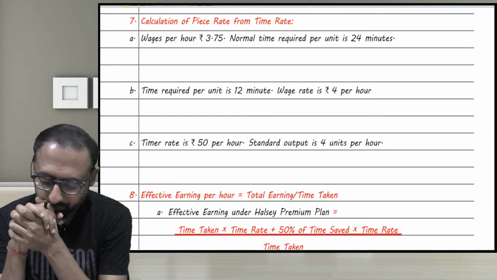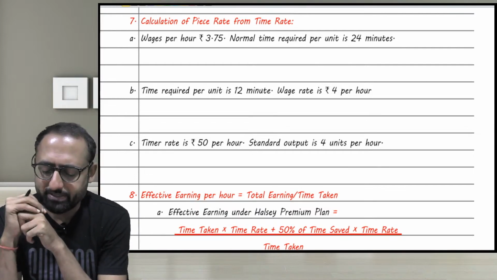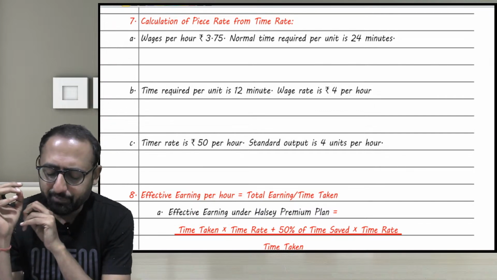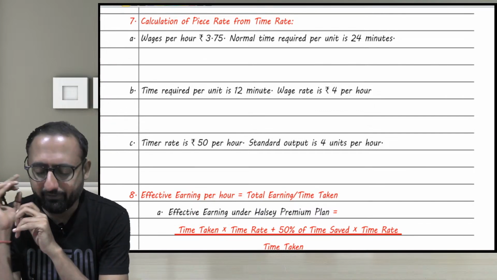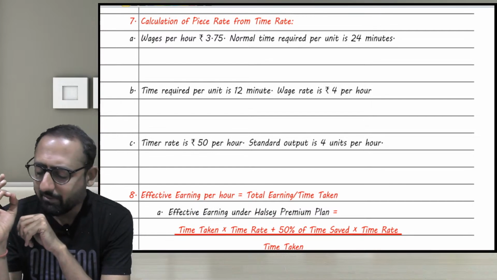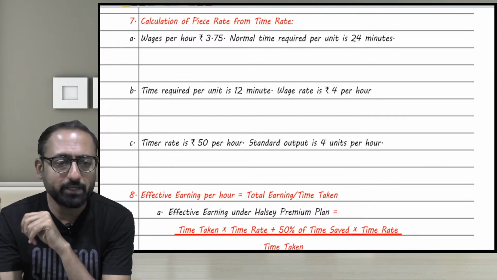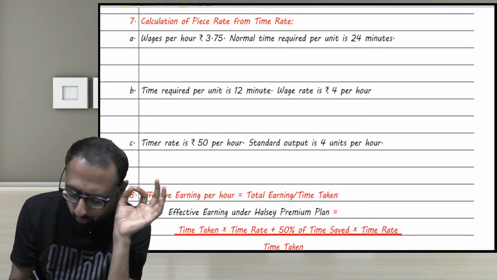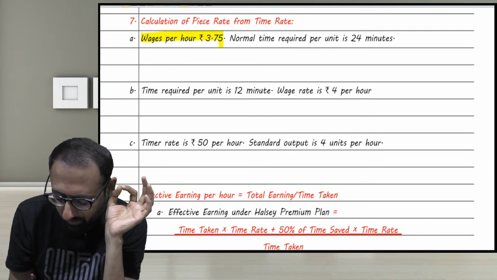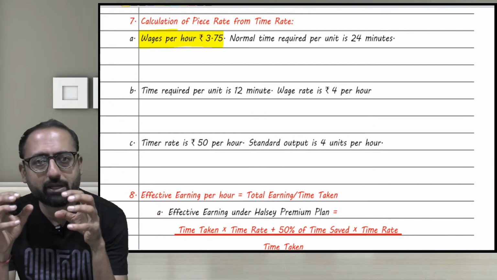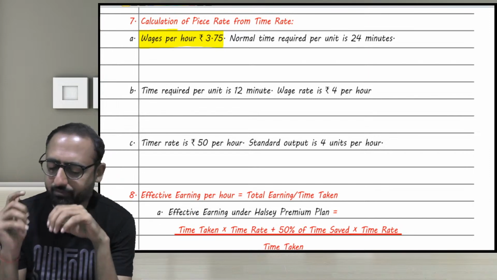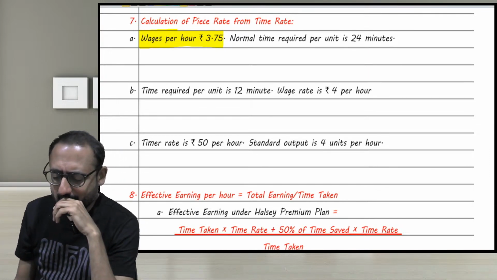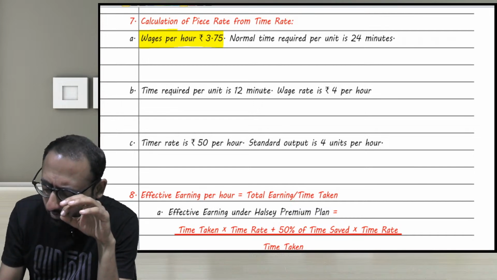Okay. Now calculation of piece rate from the time rate. Question number A. Wages per hour is 3.75. Normal time required per unit is 24 minutes. So wages per hour, you have given wages per hour. In 1 hour, you are paying the worker 3.75. And normal time required, standard time required, is 24 minutes per unit.